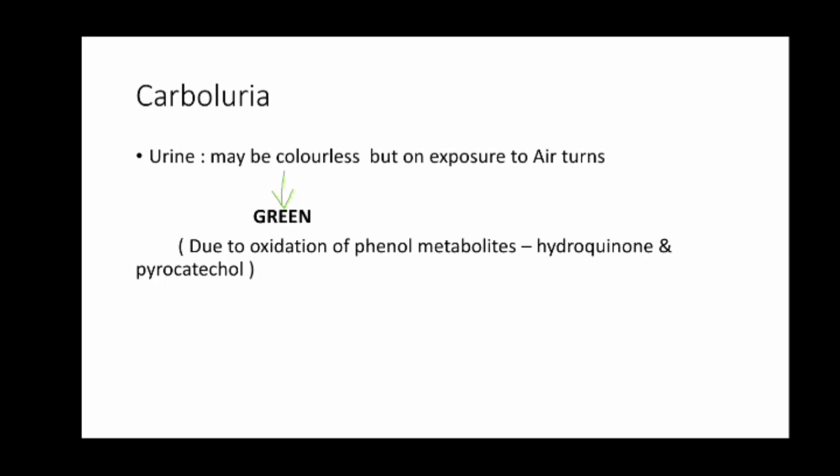Two terms are used in carbolic acid poisoning. One is carboluria, which is a most important MCQ. What is carboluria? When the urine is exposed to the air, it turns green due to oxidation of the metabolites. The metabolites are hydroquinone and pyrocatechol.